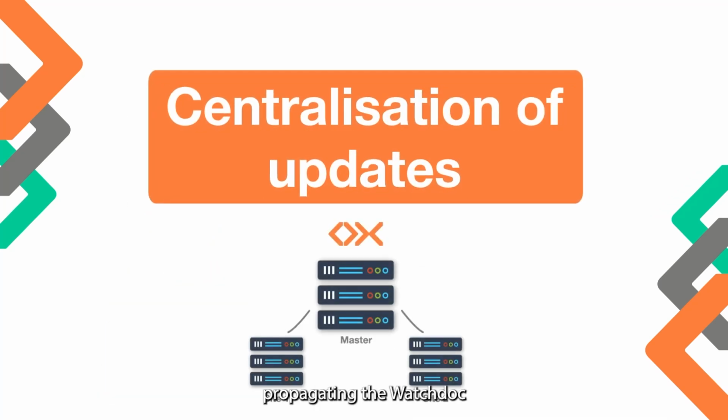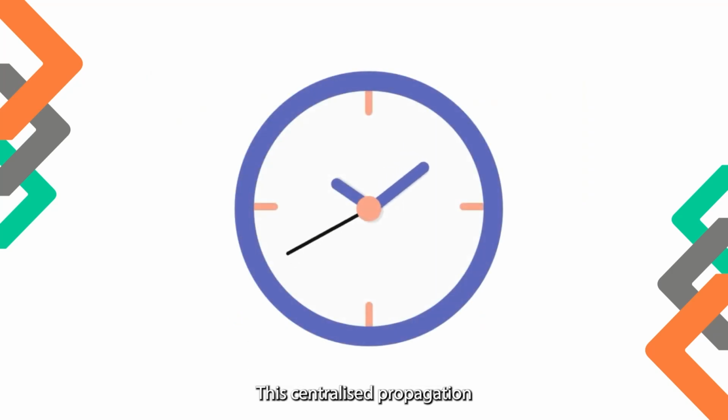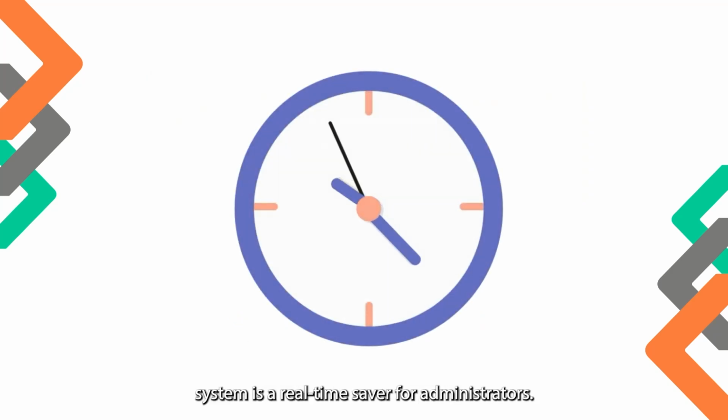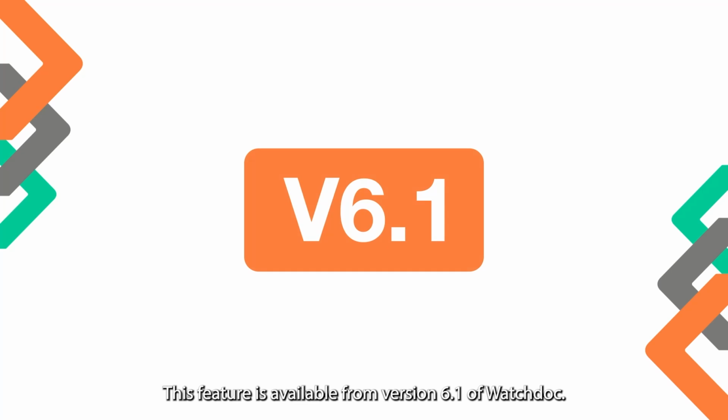Today we're going to explain how to update a domain. This involves propagating the Watchdoc update to the print servers. This centralized propagation system is a real time saver for administrators. This feature is available from version 6.1 of Watchdoc.